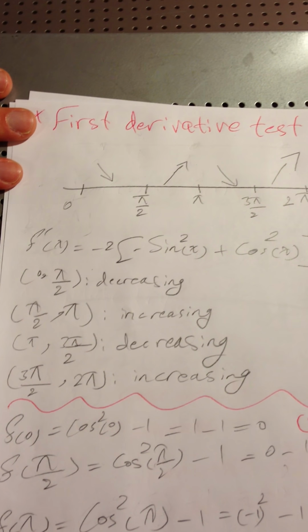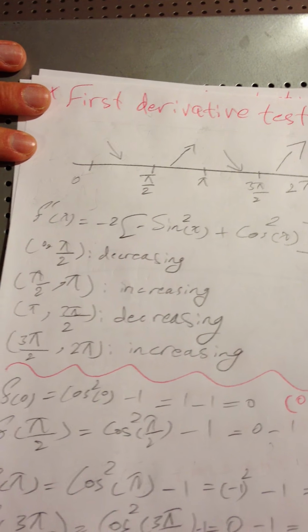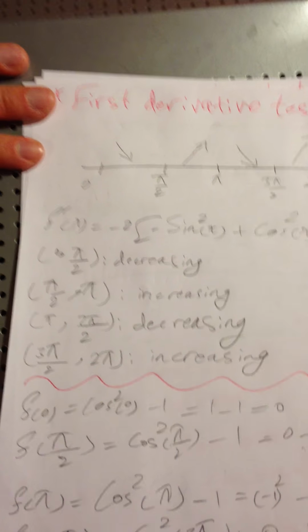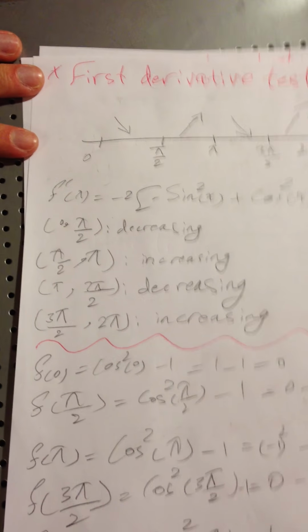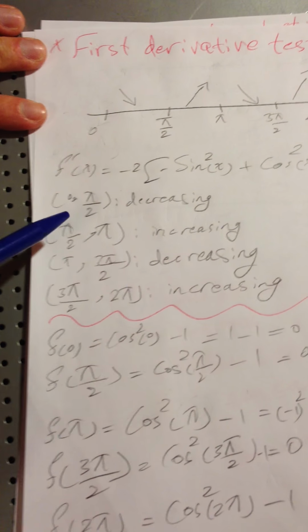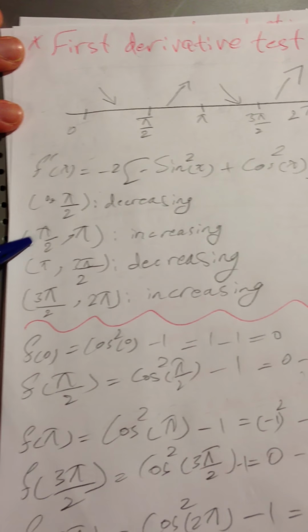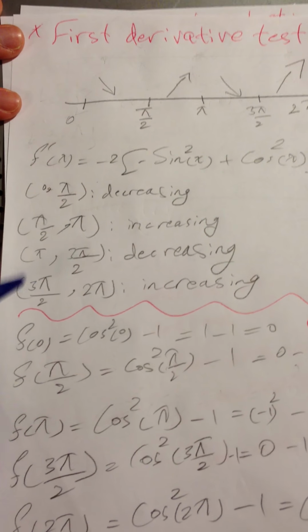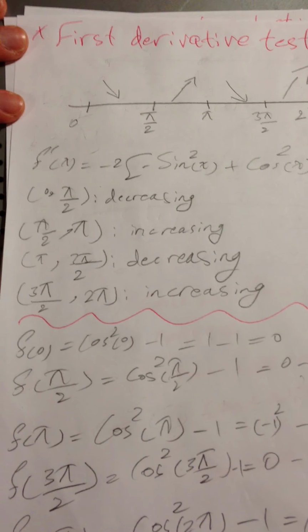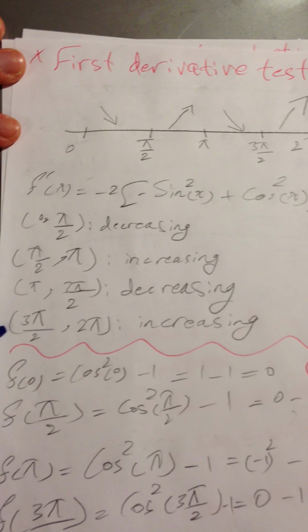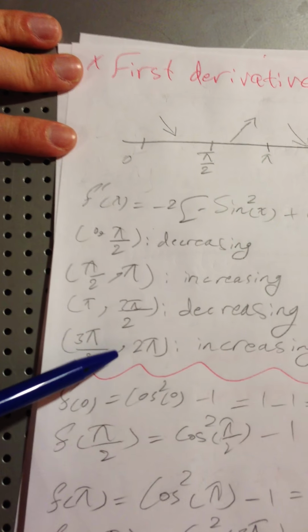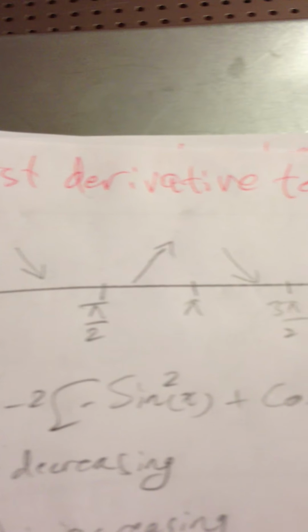We test the intervals, since we have the critical numbers already, and we check the intervals. So it's decreasing from 0 to pi over 2 and increasing from pi over 2 to pi, decreasing from pi to 3 pi over 2, and increasing from 3 pi over 2 to 2 pi.